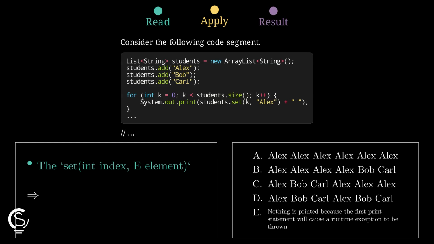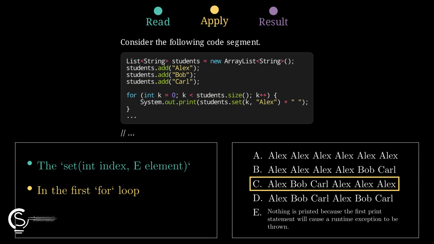The second loop prints the list contents. Since everything changed to Alex, the second line is Alex repeated 3 times. Option C is correct.